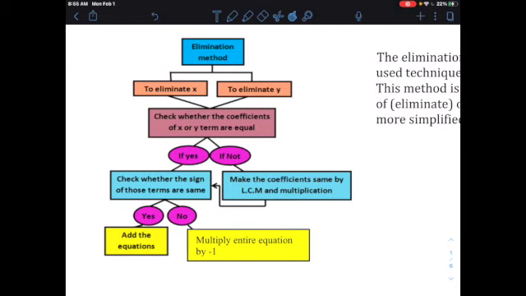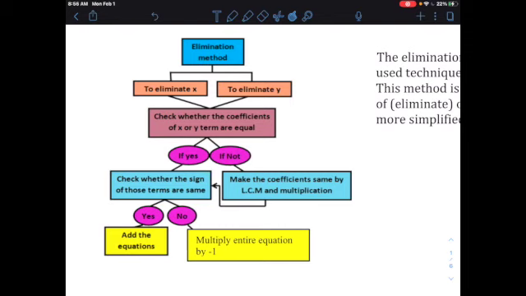Check whether the coefficients of the x or y terms are equal. If yes, check whether the signs of the terms are the same. If the signs are opposite, then add the equations. If they are the same, multiply the entire equation by -1. So for the letter you want to eliminate, the number is the same and the signs are opposite. If the numbers are not the same, make the coefficients the same by LCM and multiplication.